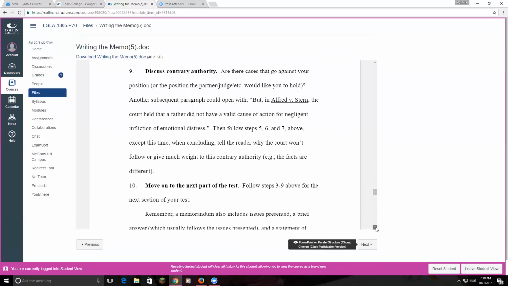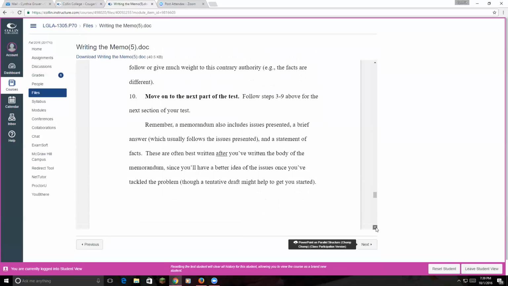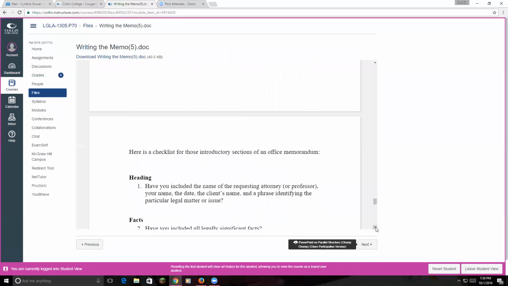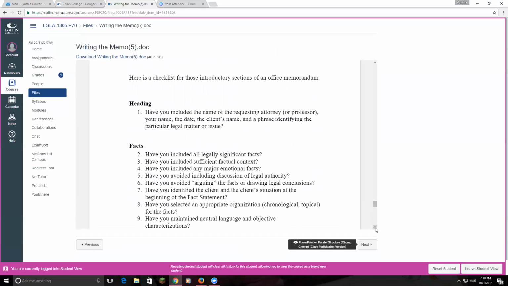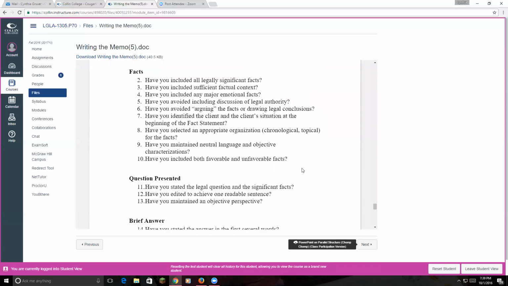You may want to play around with it. Set it up one way once and then set it up another way, move things around and see what flows. Here's a good checklist here at the end. Be on the lookout for this. Good questions to ask yourself as you're preparing these. Again, you're going to use the chronological organization style.